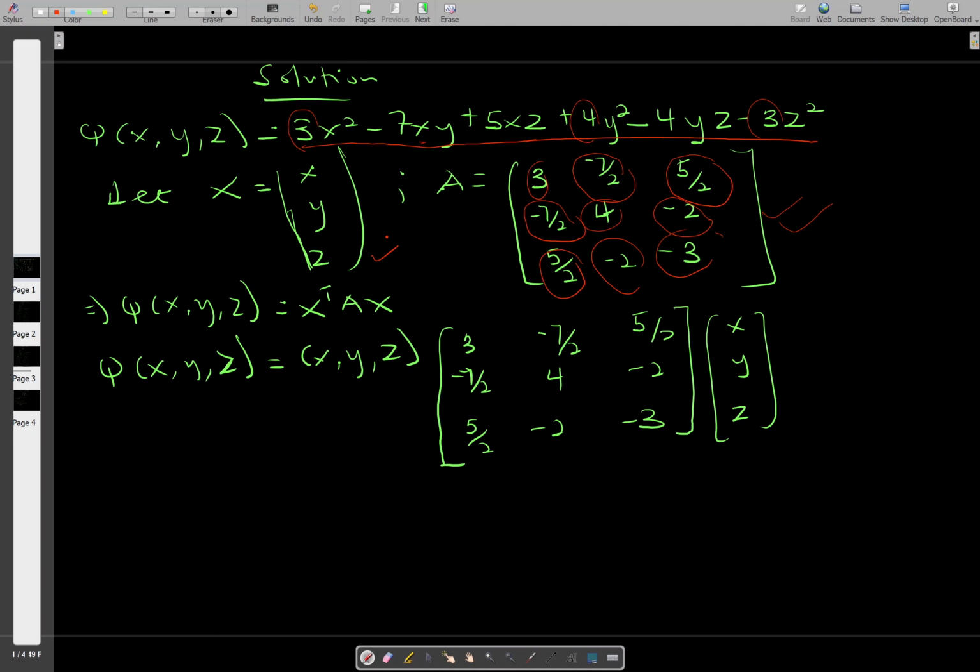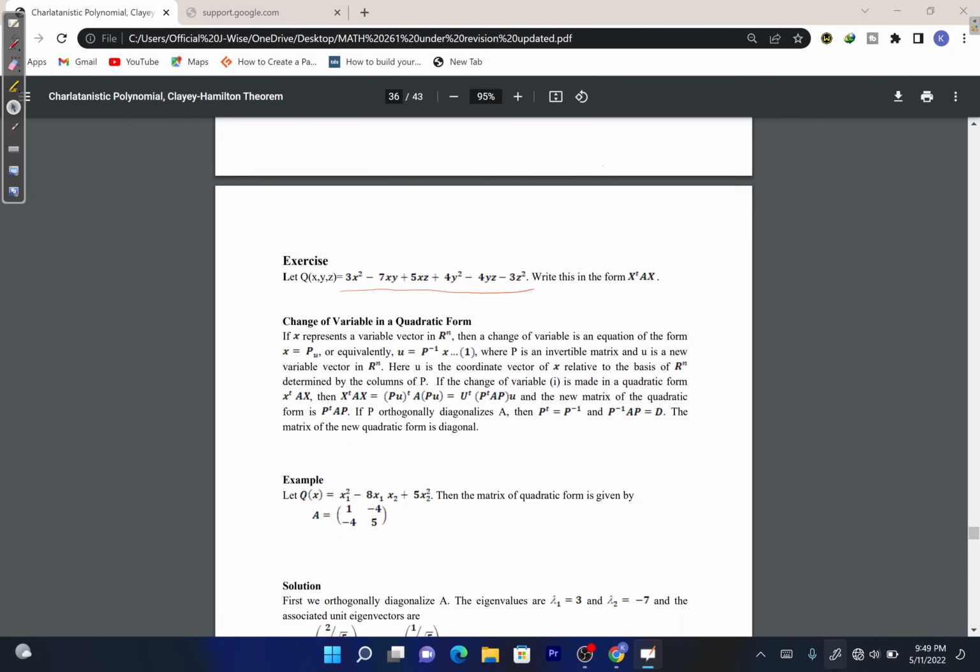So we have x transpose AX. Okay, I hope this is clear. Now let's move on to change of variables in a quadratic form. When you have a quadratic form, you can change the variables without any cross product term.